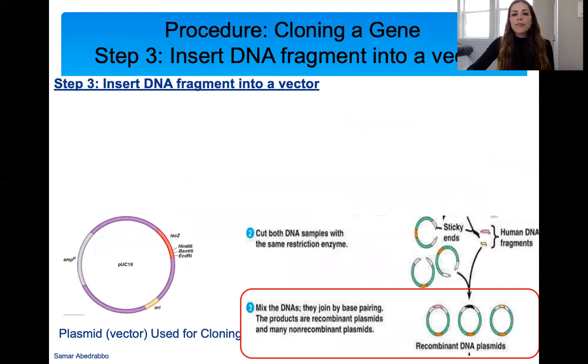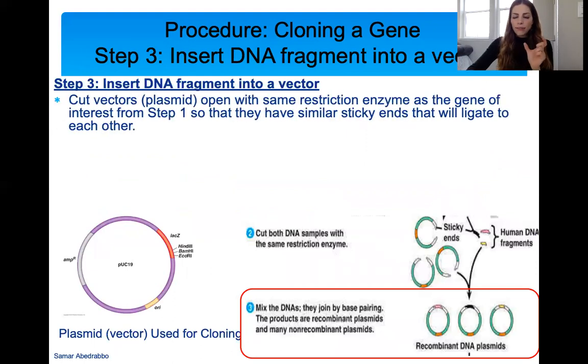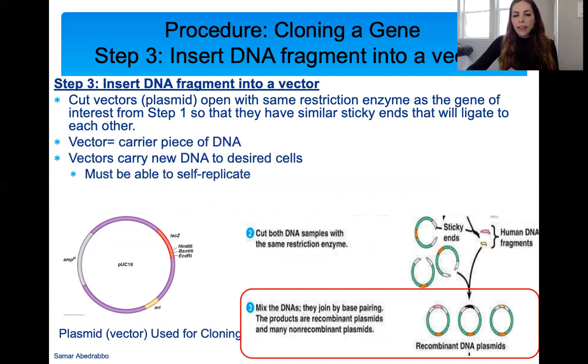And then after you have your cut DNA fragment, you need to insert it into a vector or a plasmid. So you cut that plasmid with the same restriction enzymes to create sticky ends, and then you can get them to stick to each other.